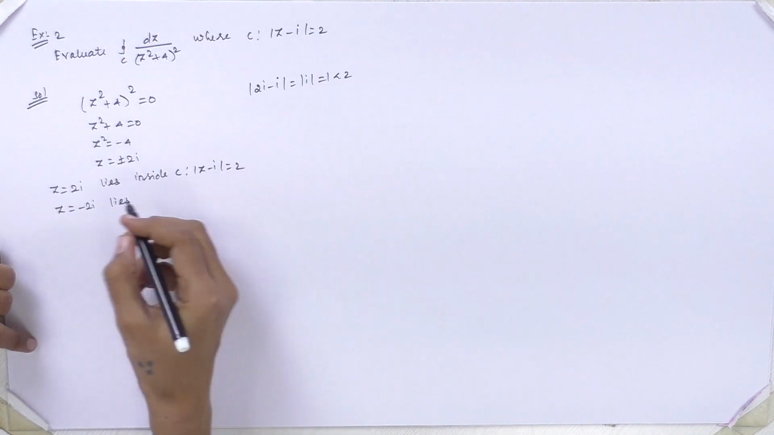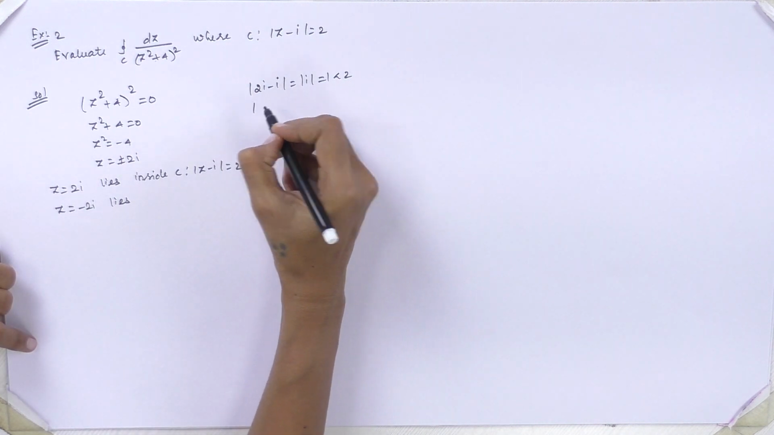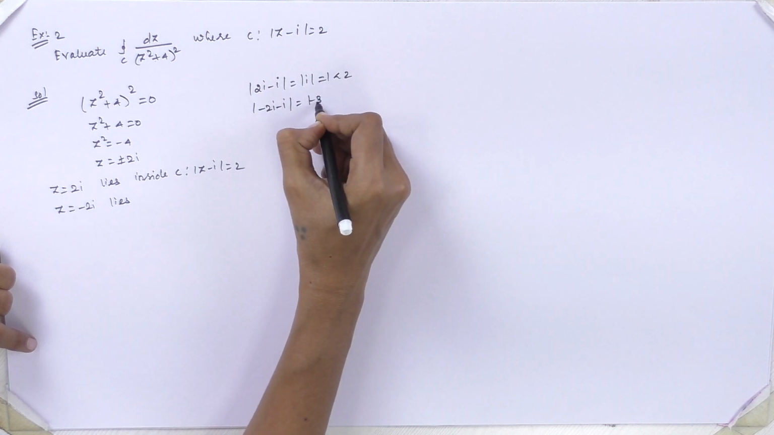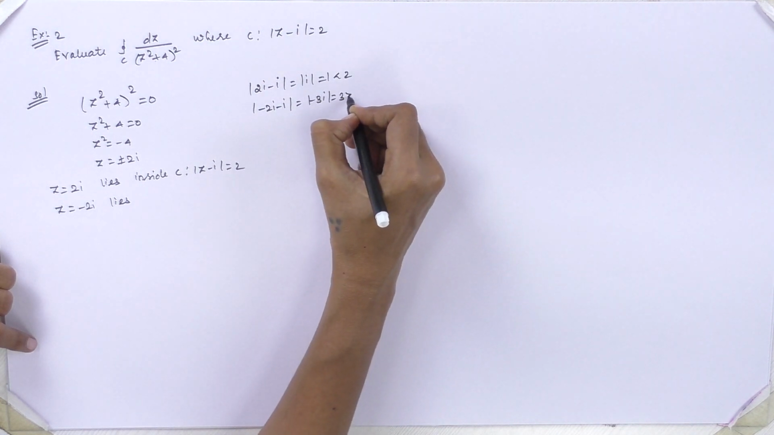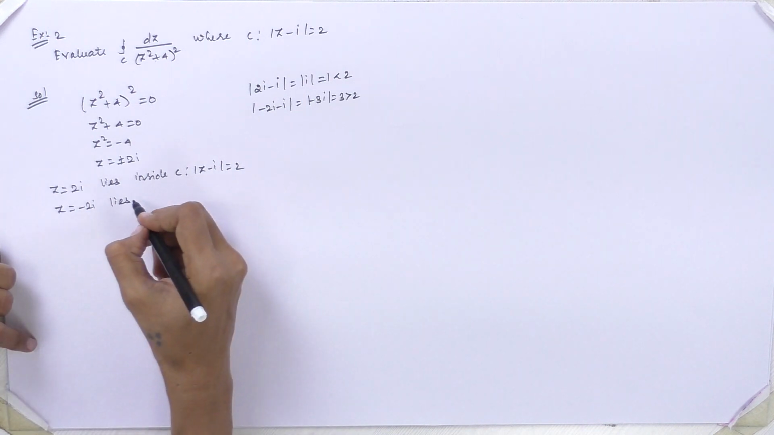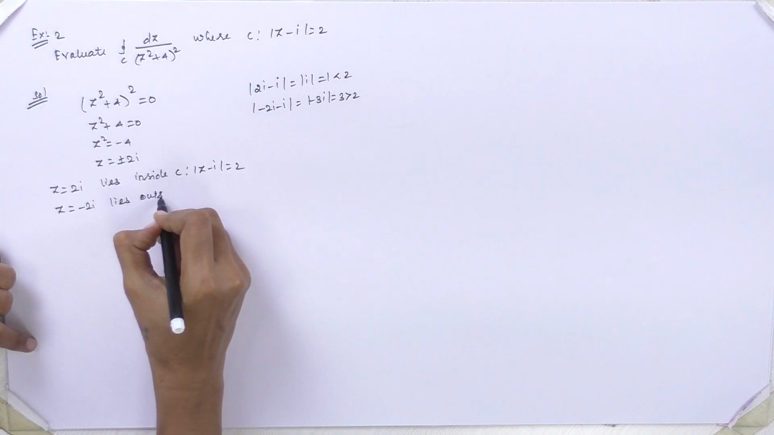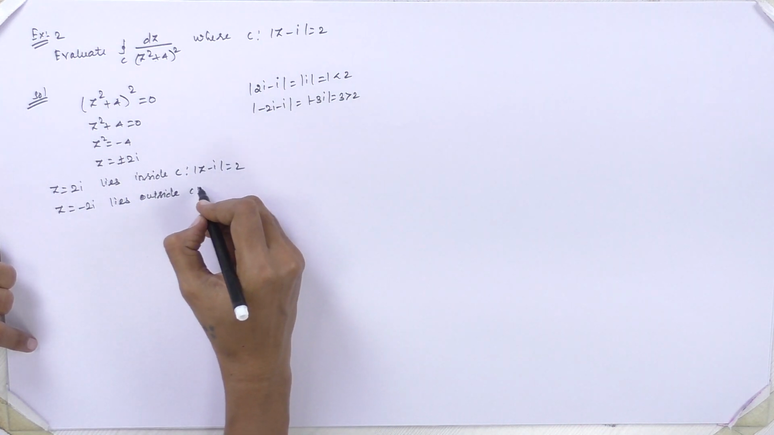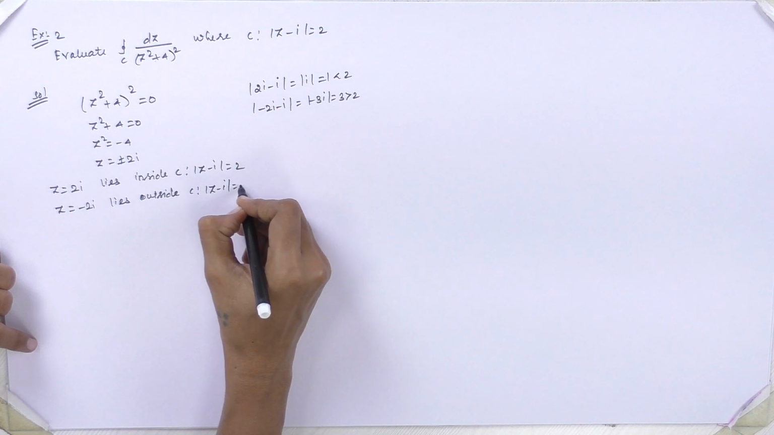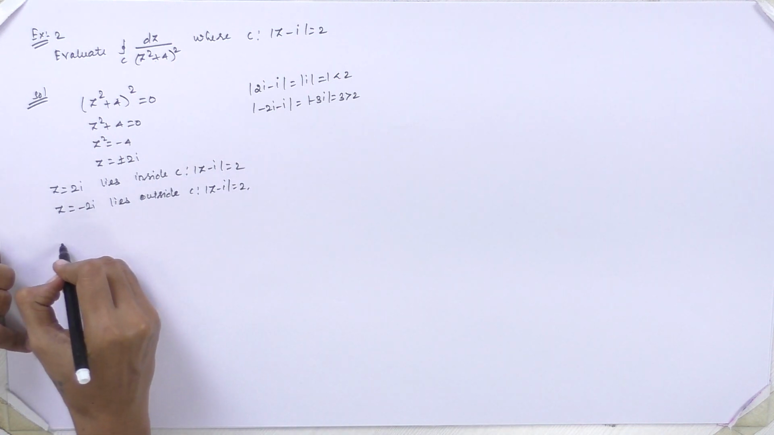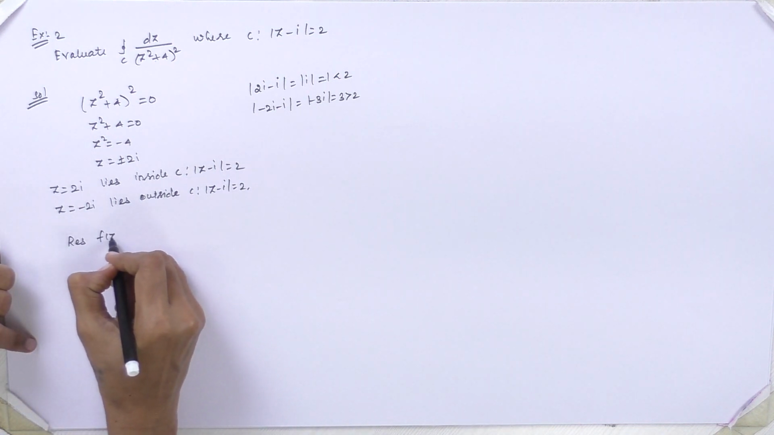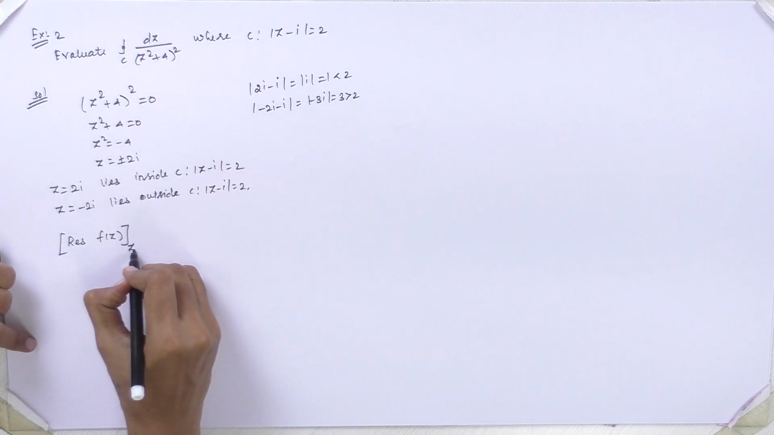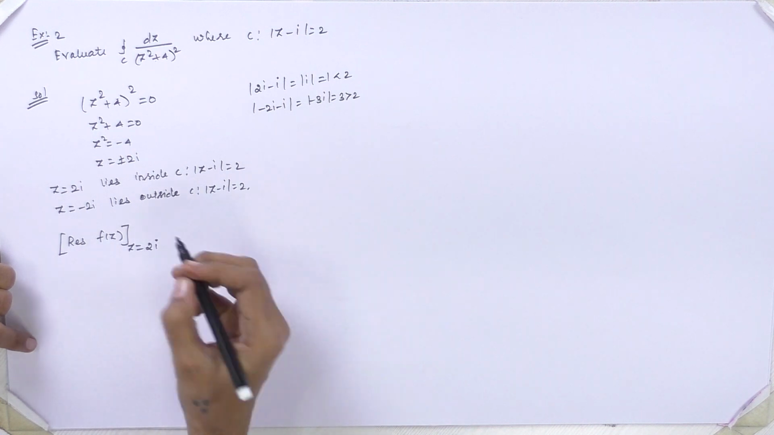And for the point z equal to minus 2i, modulus of minus 2i minus I is equal to modulus of minus 3i is equal to 3, which is greater than the radius 2. Therefore, z equal to minus 2i lies outside the simple closed curve C, such that modulus of z minus I is equal to 2. Therefore, we have to find the residue of the function f of z, which is nothing but 1 upon (z square plus 4) raised to the power 2, at the point z equal to 2i alone.